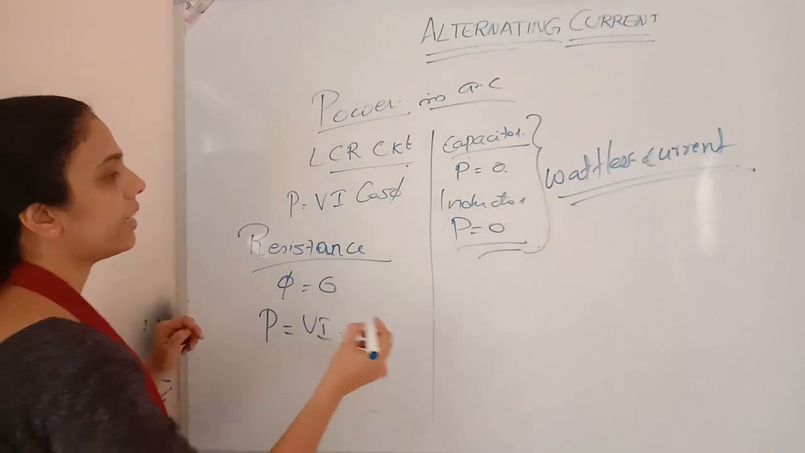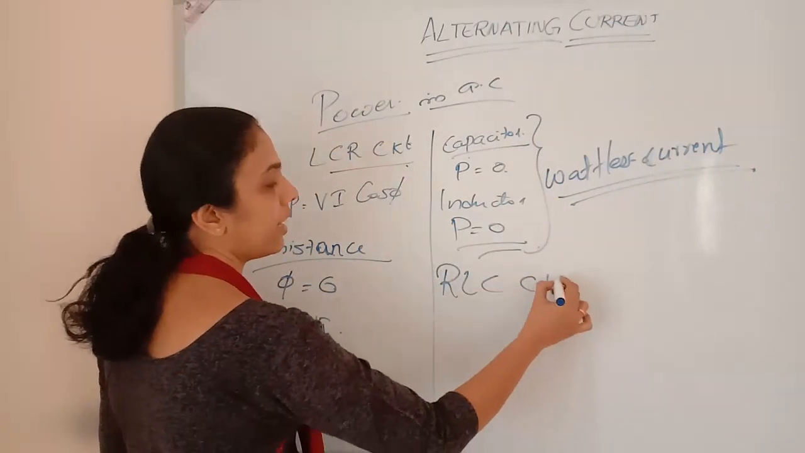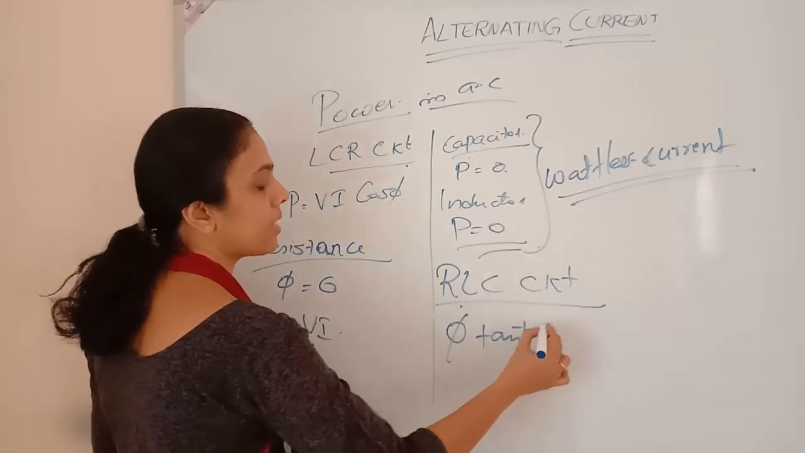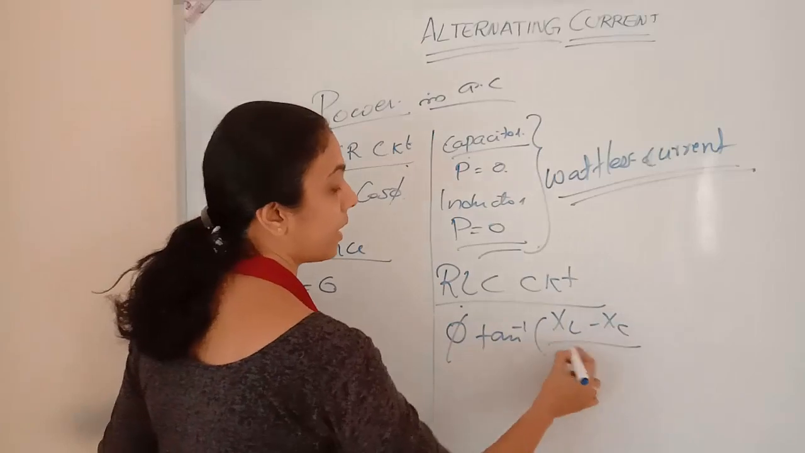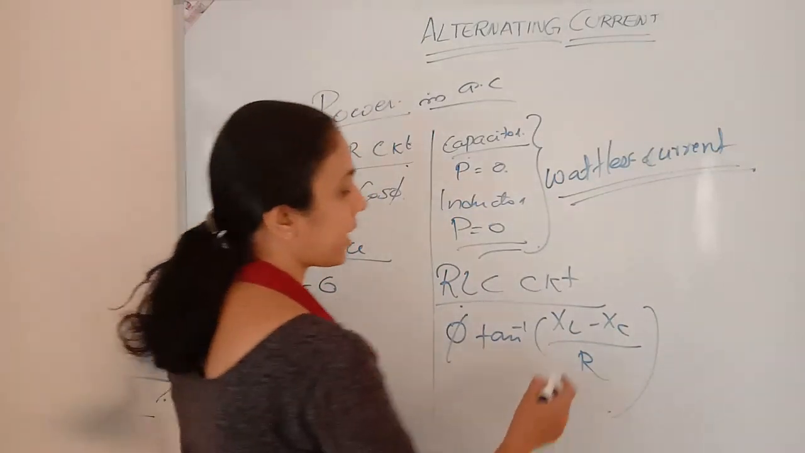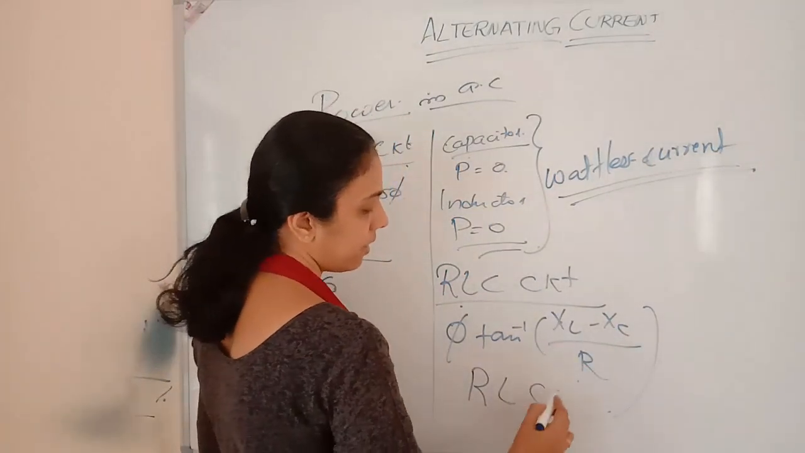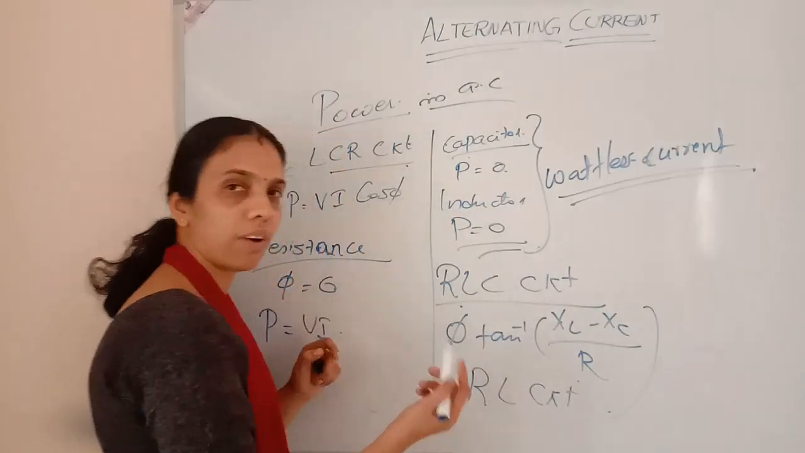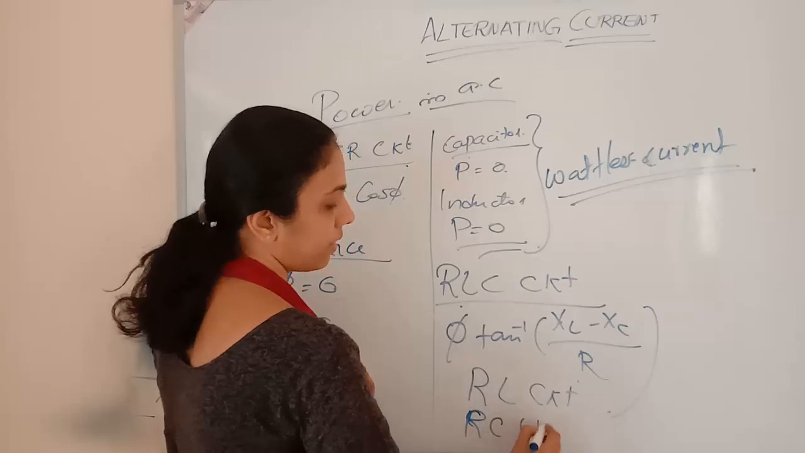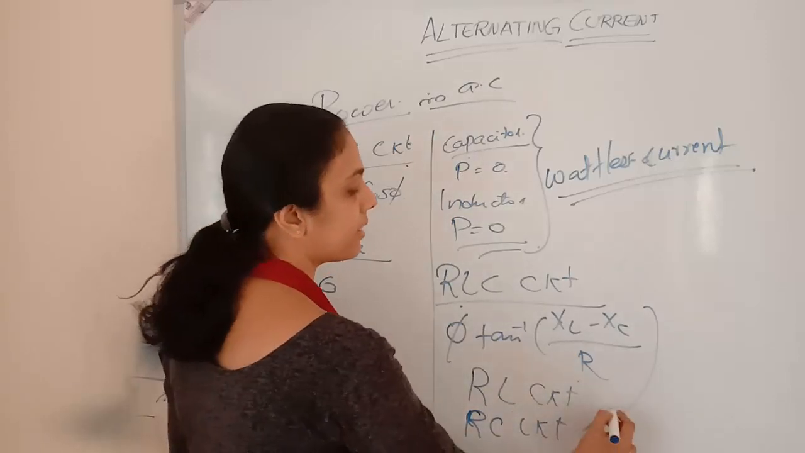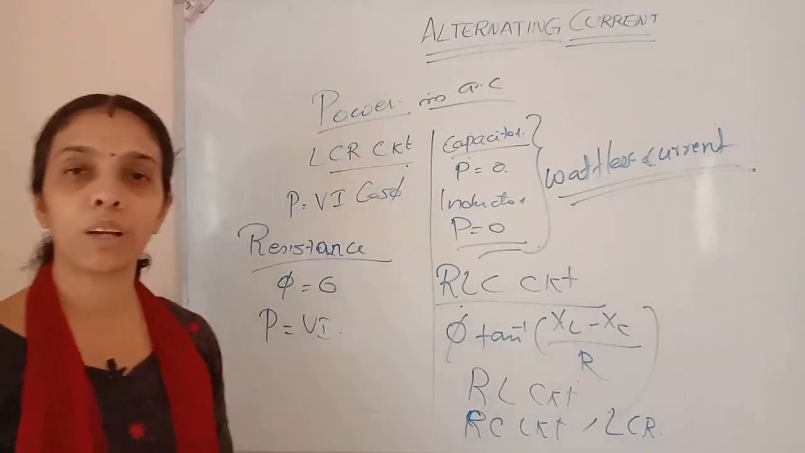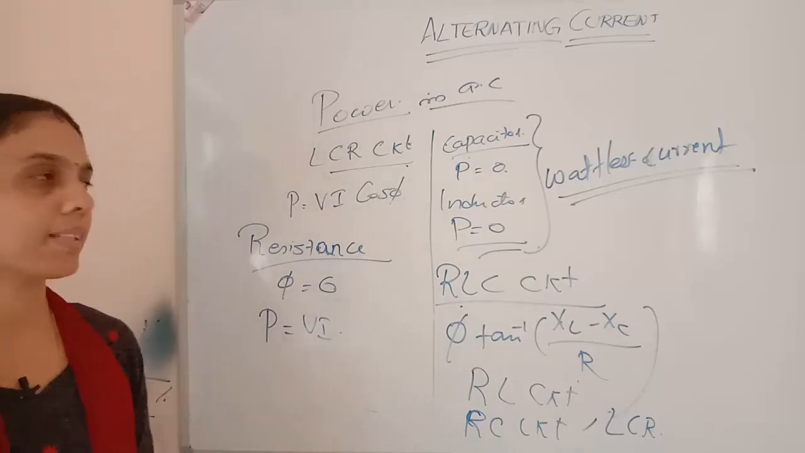Next, in the case of an RLC circuit, what will happen? Phi will be equal to tan inverse of (XL minus XC) divided by R. From the impedance diagram we did this. So in the case of an RL circuit, phi will exist, and depending on the value of phi, power will vary. In the case of an RC circuit, power will exist, and in the case of an LCR circuit also power will exist. If only L and C are present, then power won't be present.